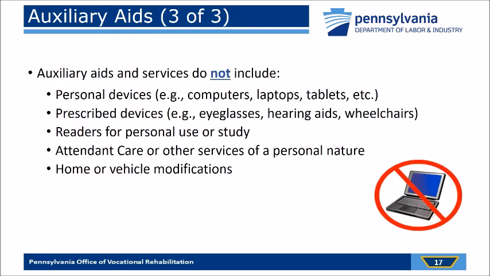The last slide is examples of what is not an auxiliary aid. And this is going to include a personal device, a computer, a laptop, a tablet, a prescribed device, eyeglasses, hearing aids, a wheelchair, readers for personal use or study, attendant care, or home and vehicle modifications. Again, you can see how these are much more specific to an individual. We're now crossing that line into assistive technology.